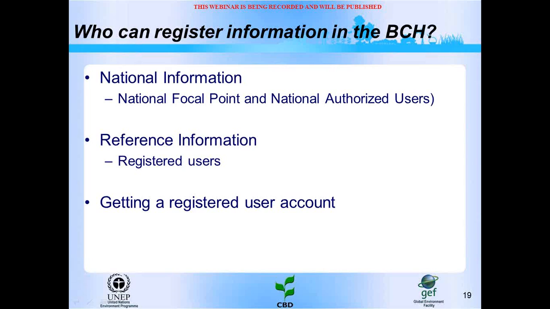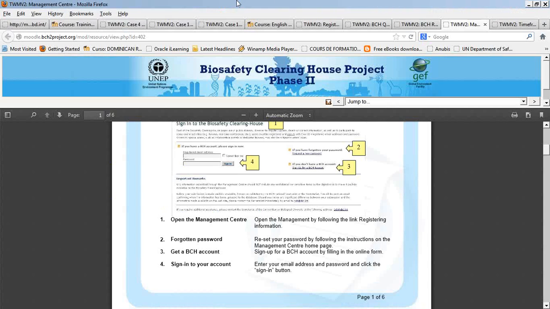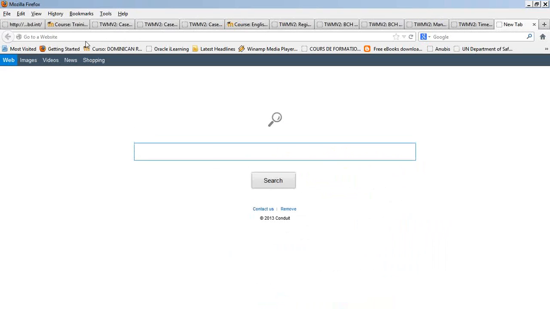In order to have a BCH account, let's take a brief look on how to get a BCH account, so we become a registered user and can then register information. Let's go to the BCH. When you go to the BCH site, it's http://bch.cbd.int.